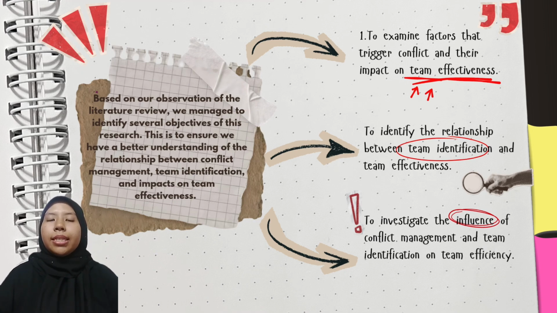The last point is to investigate the influence of conflict management and team identification on team efficiency. This goal aims to examine how team identification and also conflict resolution can give an impact towards team performance. According to these general researchers, teams that have a strong identification and efficient conflict management are more likely to perform and be more effective in doing their tasks, which can give a good impact on team performance too. So next, I'm going to pass to the next presenters.